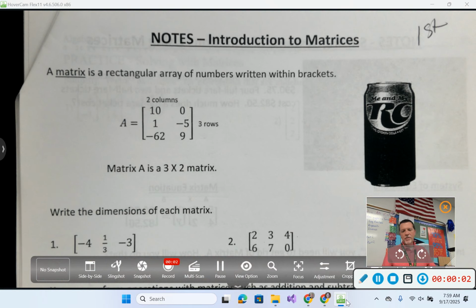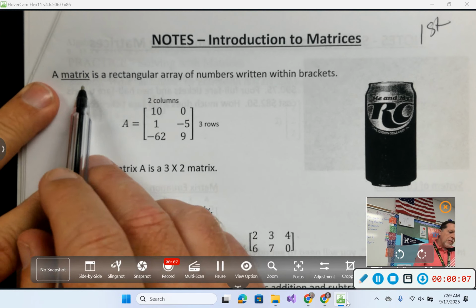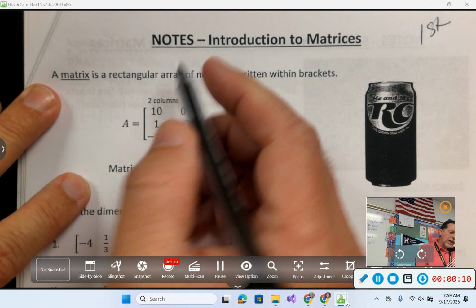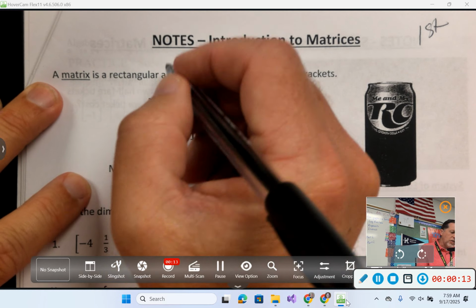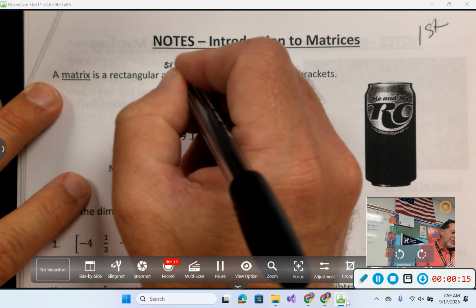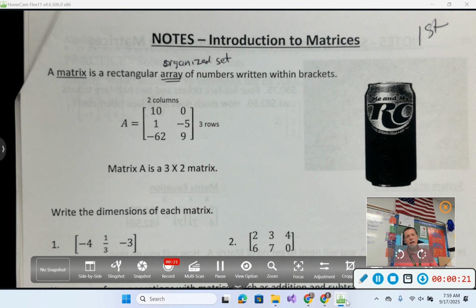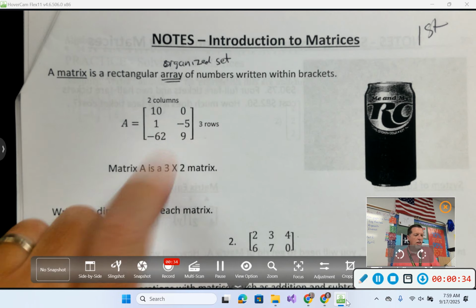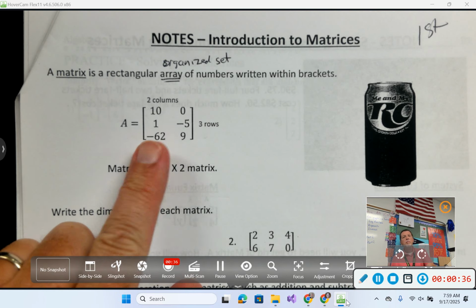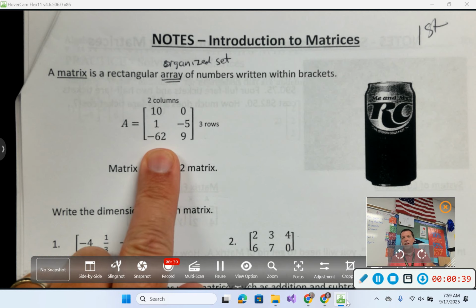Okay, introduction to matrices. We'll talk about the RC cola here pretty quick. A matrix is a rectangular array. Array is just a fancy word for an organized set of numbers written within brackets. In computer science, matrices are a great way to store lots of information. So there really are lots of real-world applications of matrices.